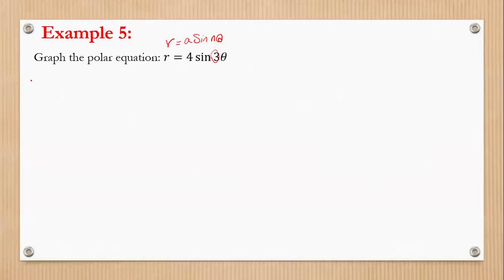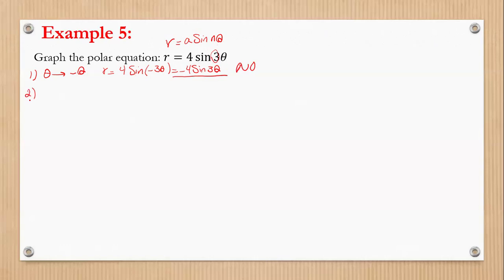Is it symmetric about the polar axis? If I change theta to negative theta, does the equation change? Yes, because I will have 4 sine of negative 3 theta. Sine is an odd function, so the negative can come out, and we have negative 4 sine 3 theta. The equation changed, so the answer is no. It's not symmetric about the polar axis.